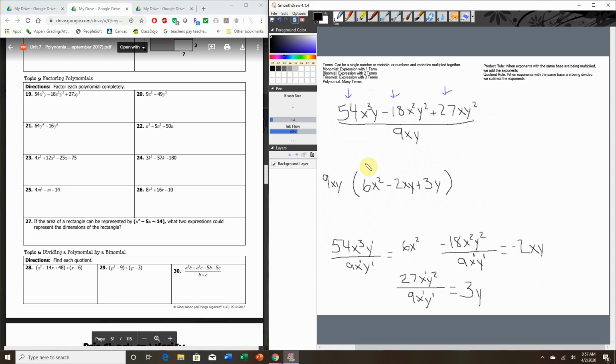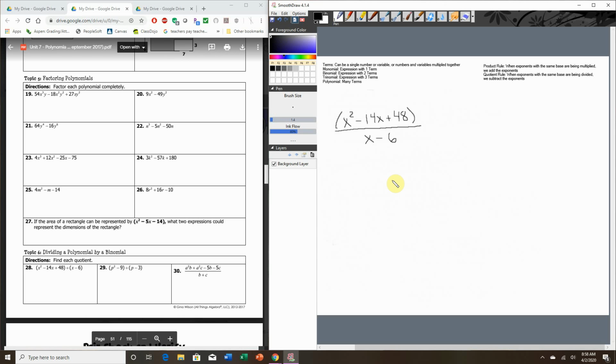Now, if you wanted to check your work, you could redistribute this 9xy back into the problem and see if you get your original. So we would get 54x cubed y minus 18x squared y squared plus 27xy squared. So your final answer would be 9xy times 6x squared minus 2xy plus 3y.